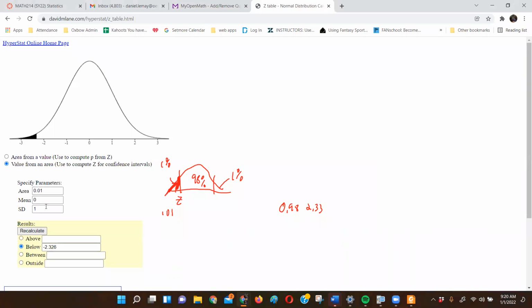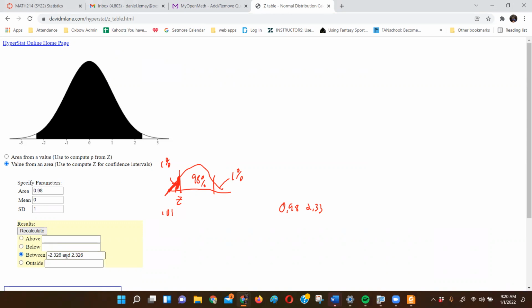We could also go area 0.98 and then go between, and see how that gives us the negative and the positive. 98% of the samples will fall in that range. Sample proportions will fall in that range, which tells us there's a 98% chance the population proportion is in there, or that it'll capture that.